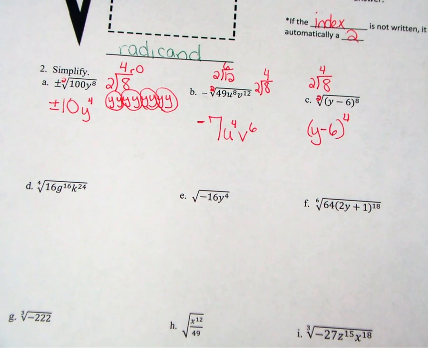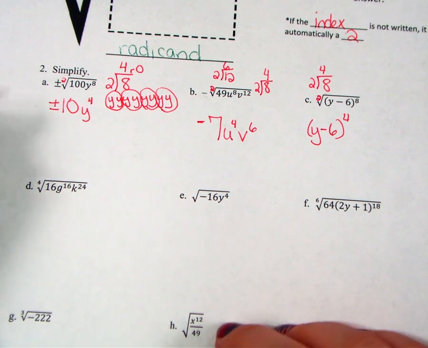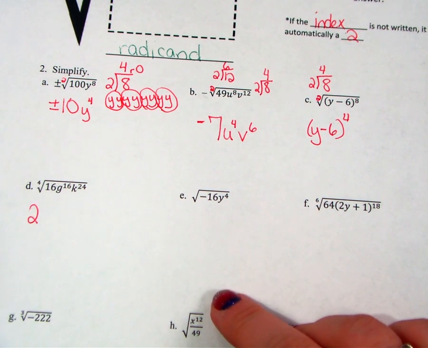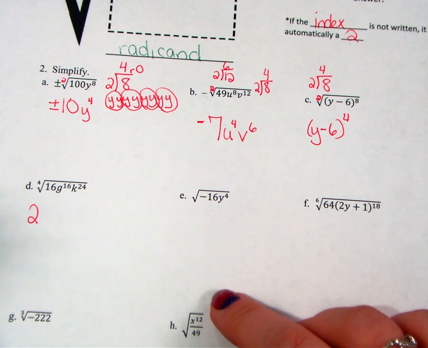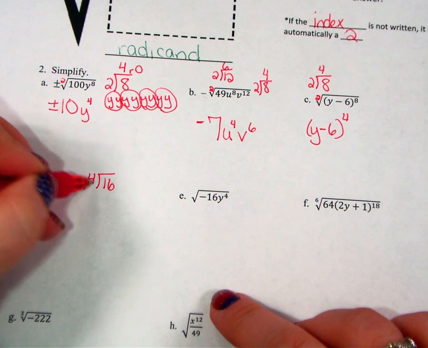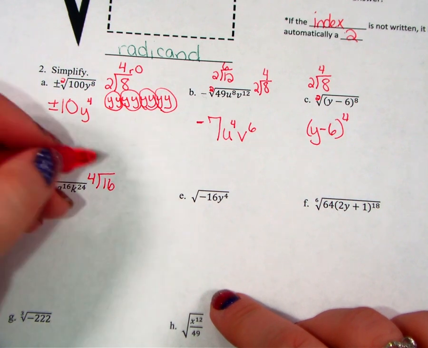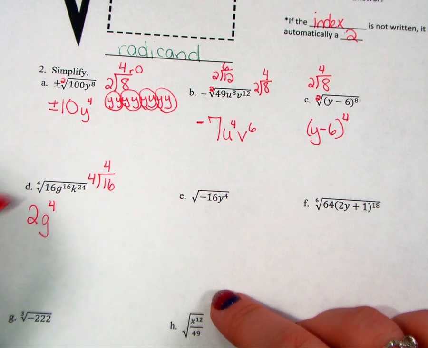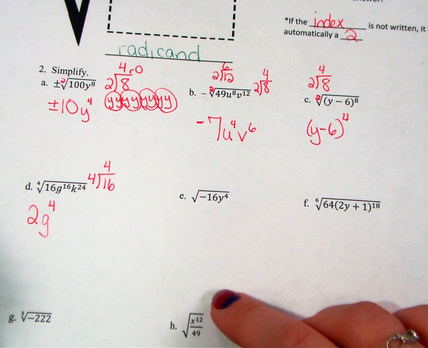Take a look at D. This time it's the 4th root. You can always try in your calculator first. Can you take the 4th root of 16? And if you did that in your calculator, that's why we practice doing that at the beginning of class. The 4th root of 16 we get is 2. Now we're dealing with exponents and indices. So I have 16 is my exponent. Index is 4. 4 goes into 16 4 times with no remainder. So g to the 4th is here, and there's no remainder.